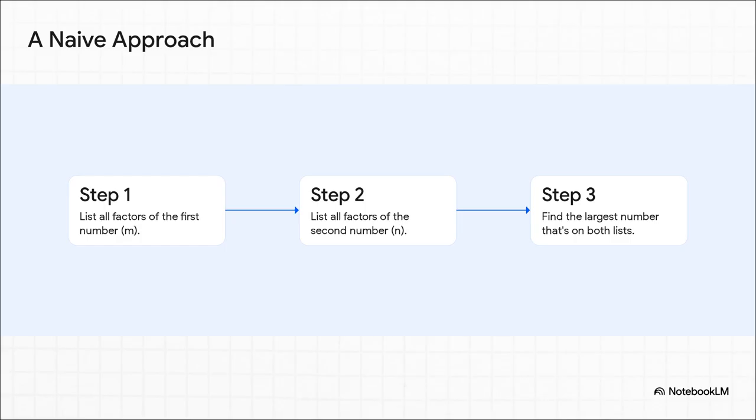Okay, so how would we write a recipe to figure this out? The most obvious way, what you might call the brute force method, is to just follow the definition literally. Step 1, list out every single number that divides into our first number, m. Step 2, do the exact same thing for the second number, n. Step 3, compare the two lists and find the biggest number that shows up on both. It's logical, it makes sense, but you're about to see it's not very clever.